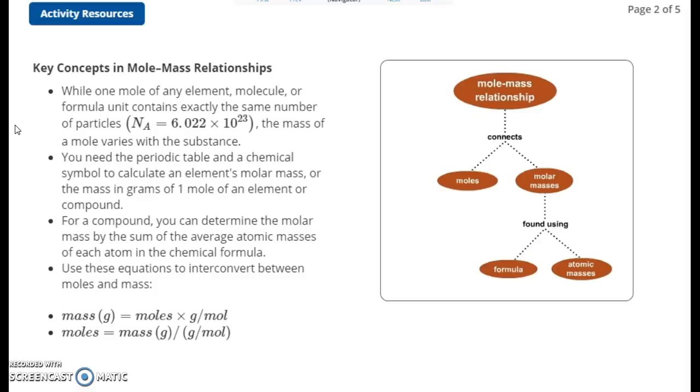Use these equations to interconvert between moles and mass. So mass in grams equals moles times grams per mole. Moles equals mass in grams divided by grams per mole. Some of you can do it this way and it makes a lot of sense to you. That's the minority. Most people, it works a lot better if we use the setup that I've been using in the other examples and when we do live CCs, because then you can easily see how everything's canceling out.